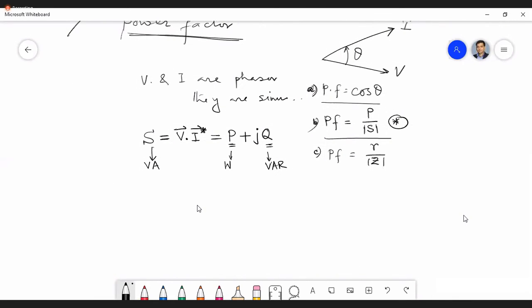Now, this ratio P by S is called the power factor, as given in definition B. And these are all derived definitions. PF equals cos theta and PF equals R by Z. These are all derived definitions, but all are correct. Now the question comes: here we have assumed that both the voltage and current are sinusoidal and can be represented in terms of phasors. But if that is not the case, then what should we do?